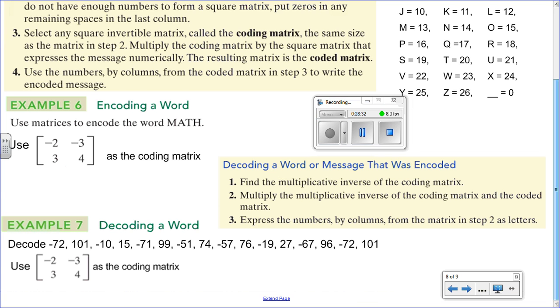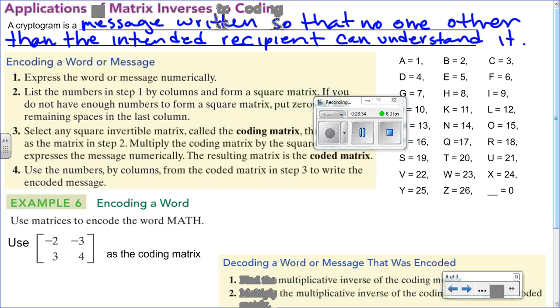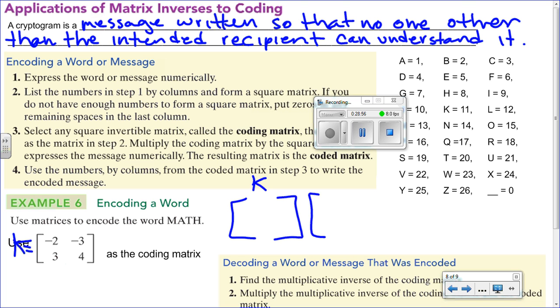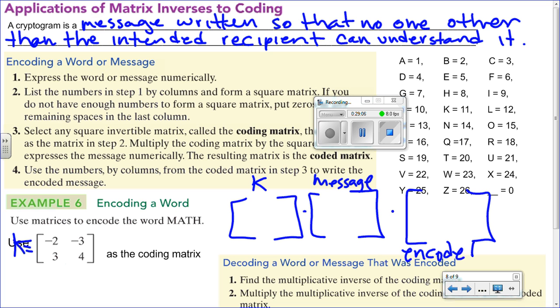From last class, I showed you how to encode a message, right? So we have to have a key. The sender and the recipient have to agree on a key matrix. And then they would use that to encode and decode. So to code, you multiply the key times the message, and then you obtain the encoded message.